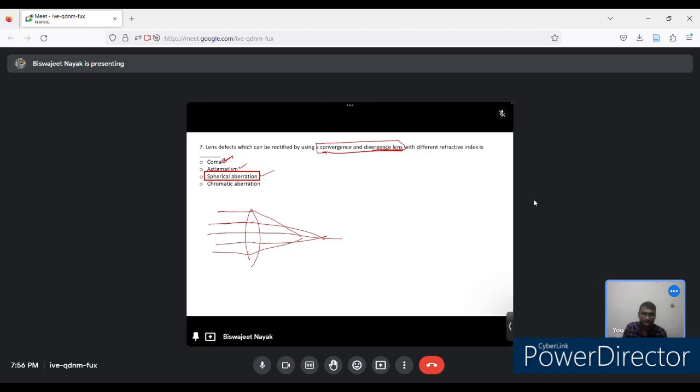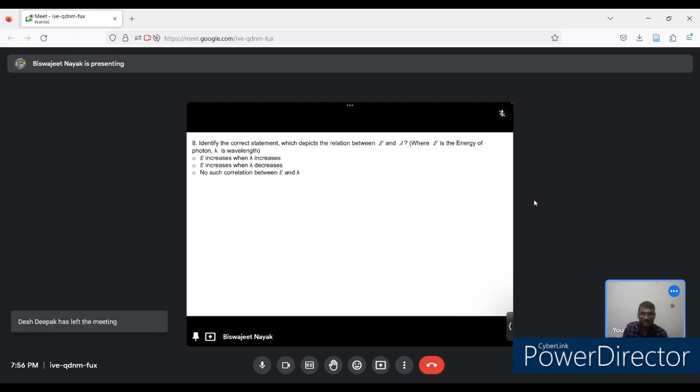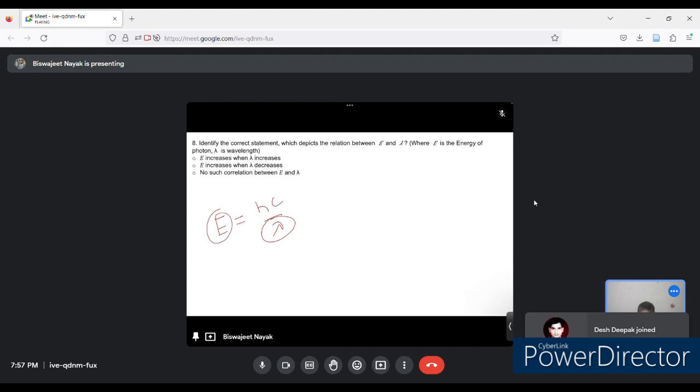Next question: identify the correct statement which depicts the relation between E and lambda. E increases when lambda increases, E increases when lambda decreases, or no such correlation between E and lambda. We already know that the common relation between E and lambda is E equals hc by lambda, so they are inversely related. If we increase E, then lambda decreases. So the answer will be this one.